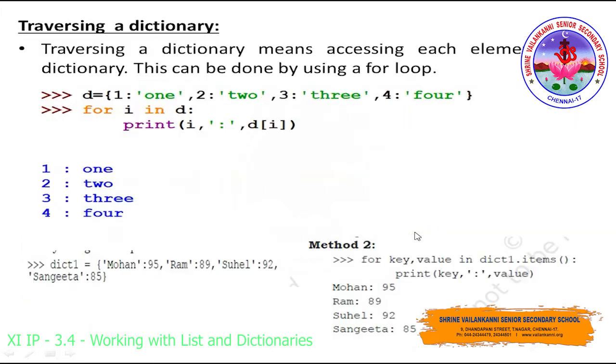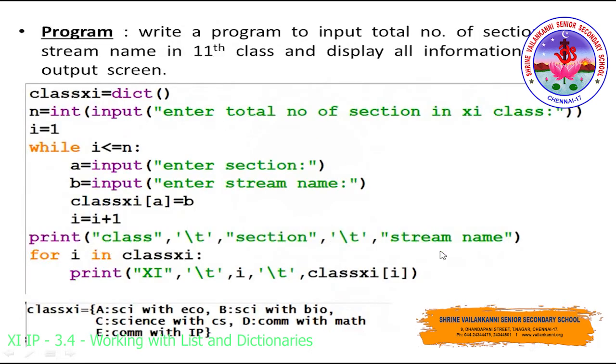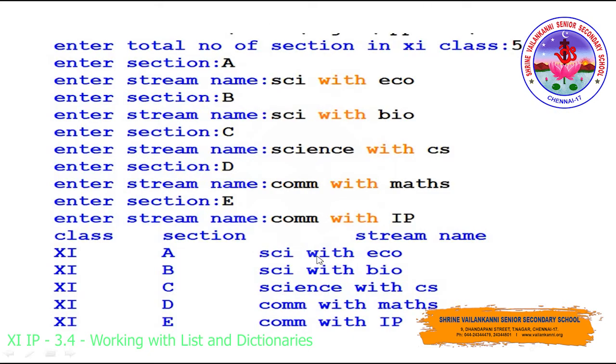Before that, we'll get into an example of how to create a dictionary. So let us see how this works. Write a program to input total number of sections and stream name in 11th class and display all information on the output screen. So they have asked you to input total number of sections which is available in the school, and stream name along with that stream name in class 11. So this is how we have to display the output.